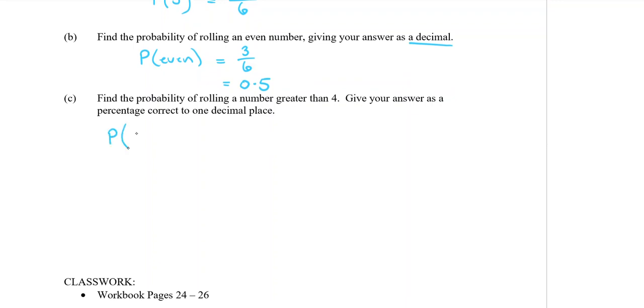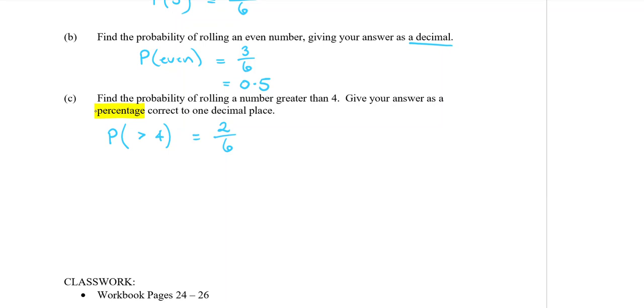Now, the greater than symbol is that, or you could write the word greater than. If you forget, that's okay. So greater than 4. If I say greater than 4, does that include the 4? No. So the numbers that are favourable are the 5 and the 6. There is 2 of them out of 6 that are favourable. This time I want my answer as a percentage. Can anyone remember how to turn a fraction into a percentage?